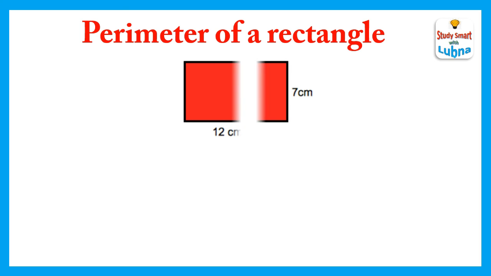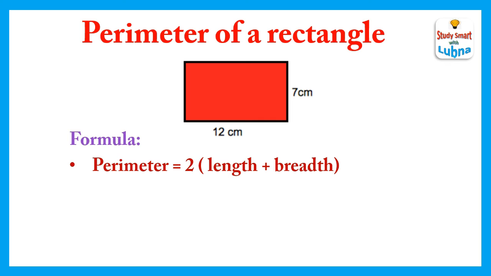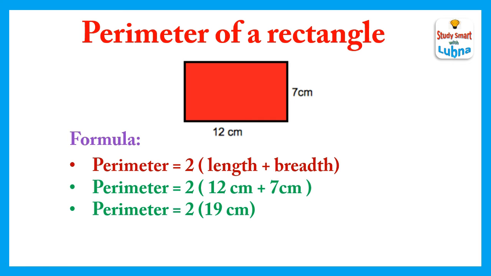Now we are going to use another formula for finding the perimeter of a rectangle, that is perimeter is equal to 2 multiplied by length plus breadth. So we'll put the values. As we know, length is 12 centimeter and breadth is 7 centimeters. First of all, we will solve the operations inside the bracket. We will add 12 and 7 centimeter, which are equal to 19 centimeter. So 19 into 2 equals 38 centimeter. So the perimeter of a rectangle is equal to 38 centimeter.